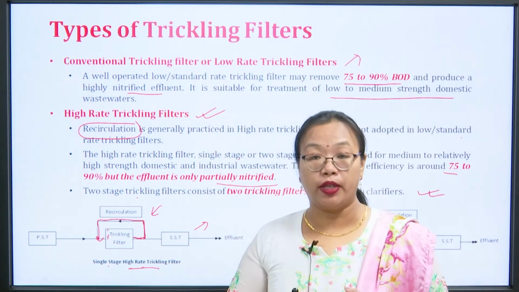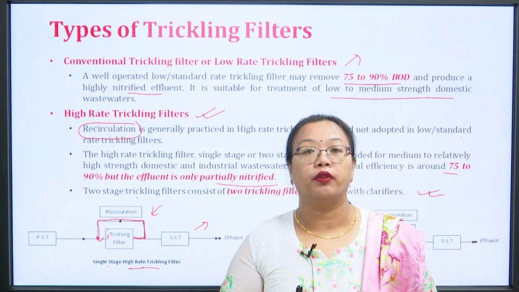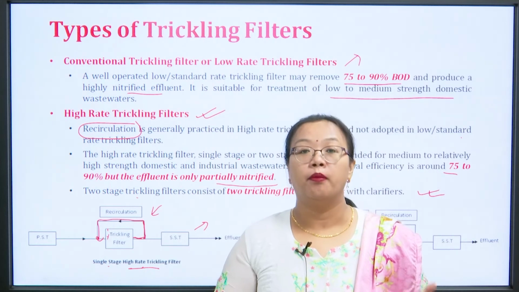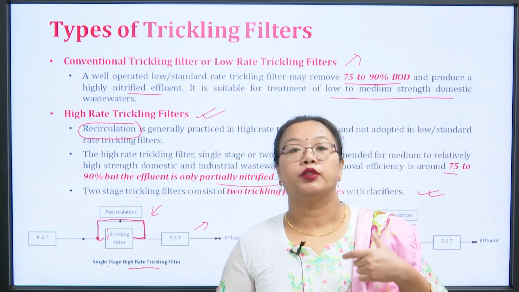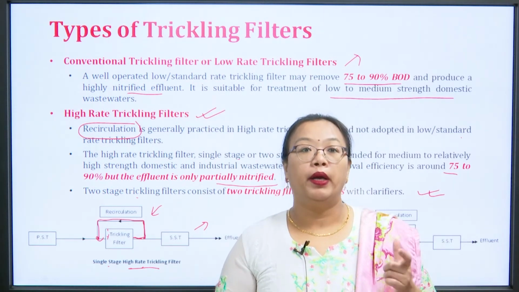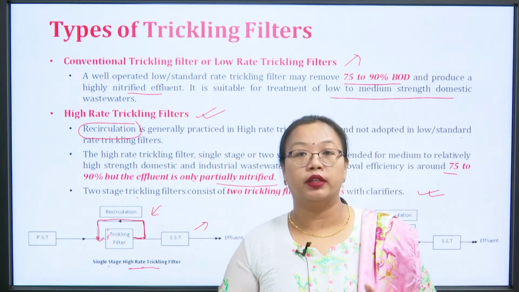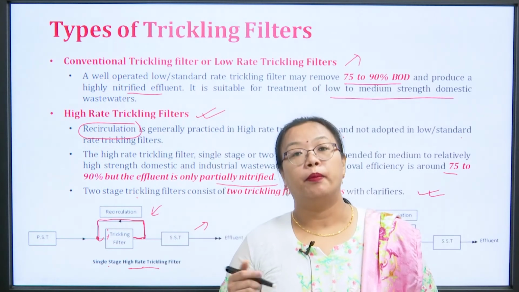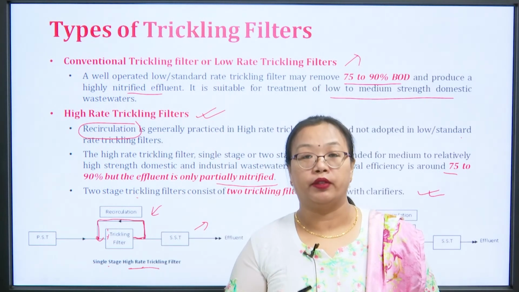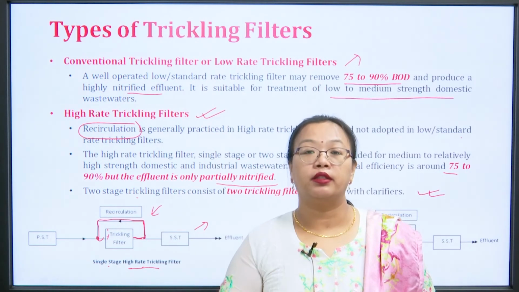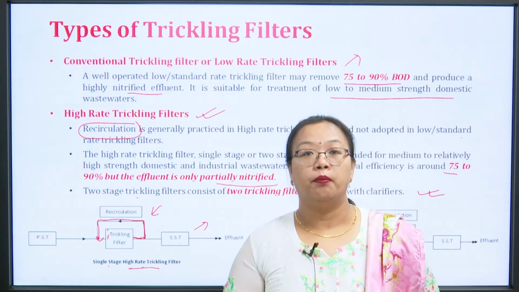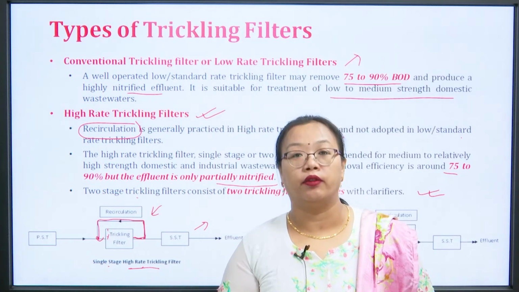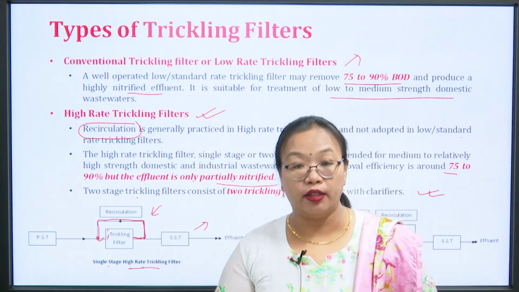What I am trying to say is that in low rate trickling filters, the effluent will be extremely nitrified, but the amount of effluent you get will be very small. In high rate trickling filters, the amount of effluent you get per day is very high, but the effluent is not going to be that nitrified, so it may need some treatment afterwards. The effluent from conventional or low rate trickling filters is extremely good.